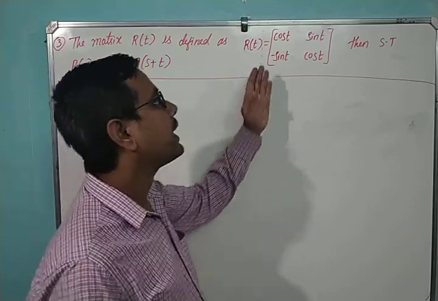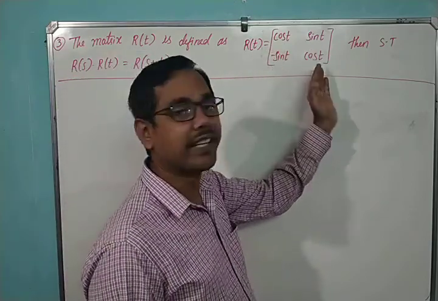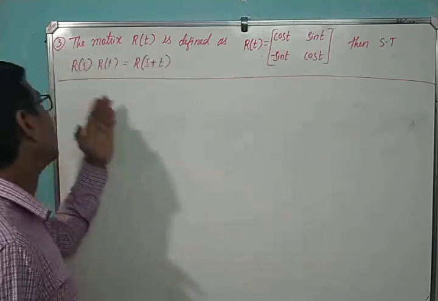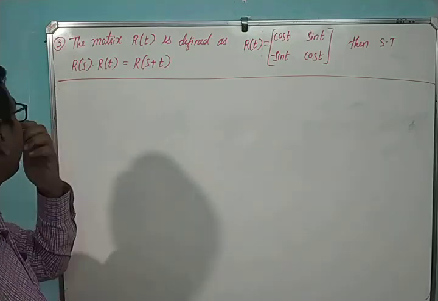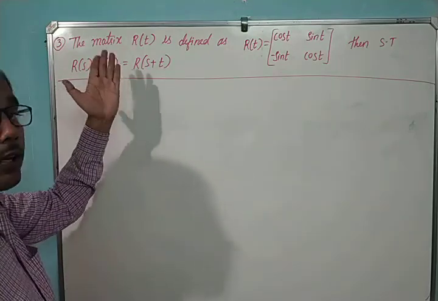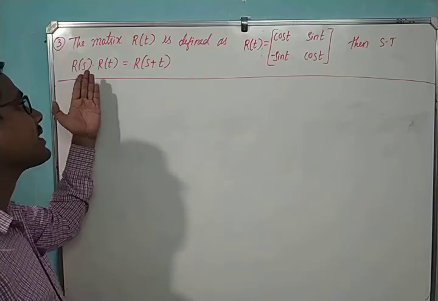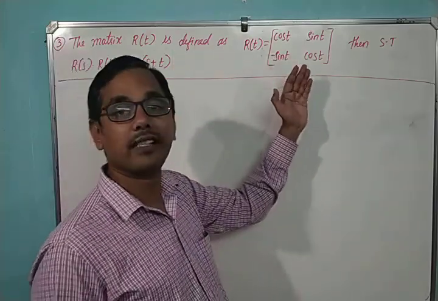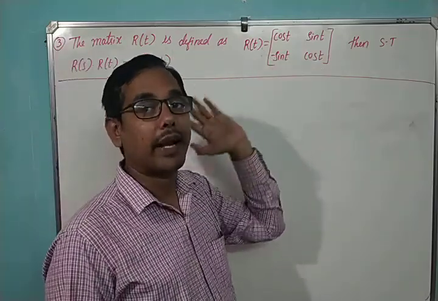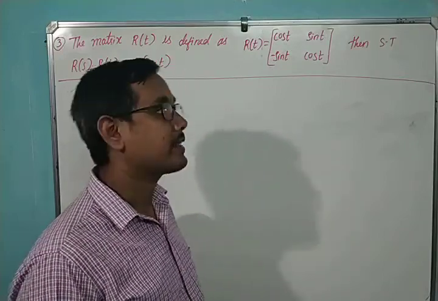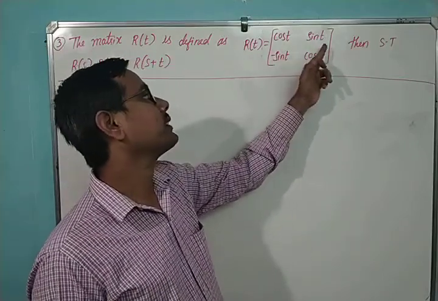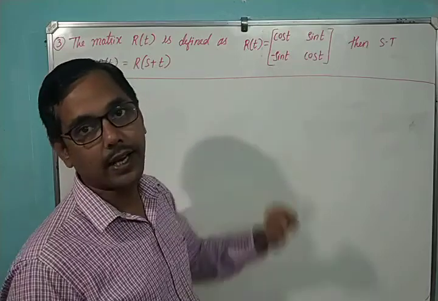When it is a function of t, it is what? Cos t, sin t, minus sin t and cos t. Right? What we need is R of s into R of t, which should be R of s plus t. What is R of s? This particular matrix when it is a function of s: cos s, sin s, minus sin s and cos s.